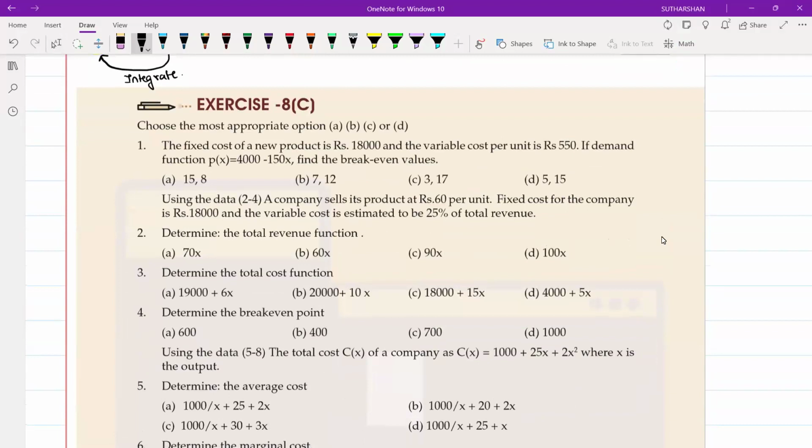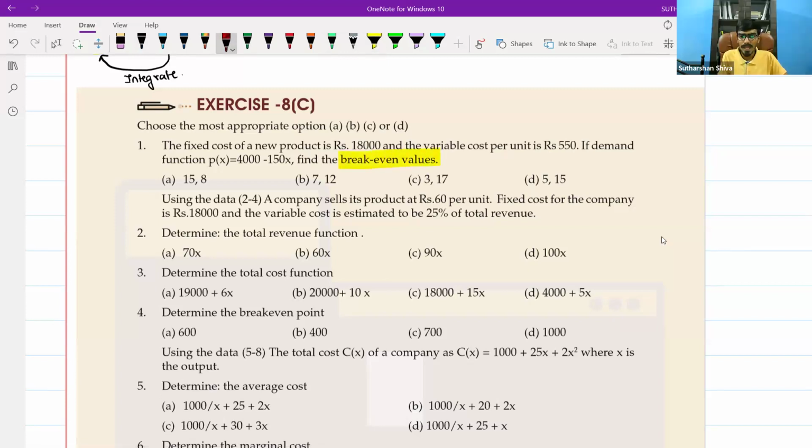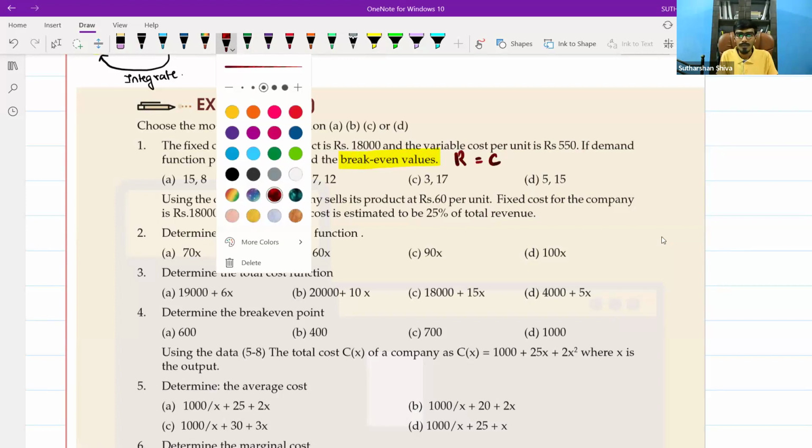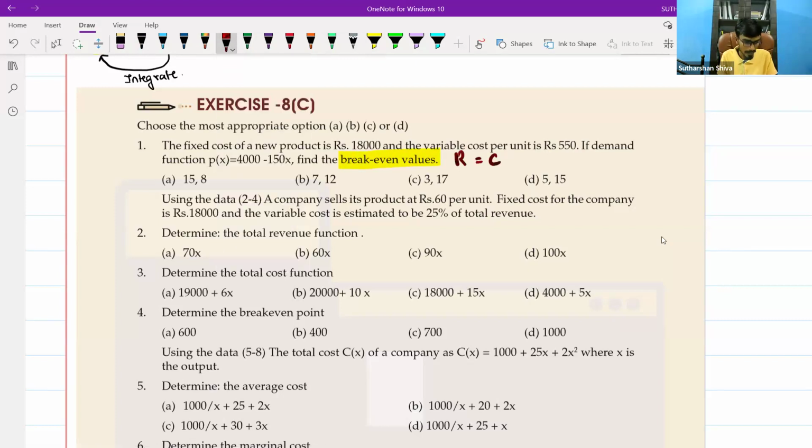The fixed cost of a new product is rupees 18,000 and the variable cost per unit is rupees 550. If the demand function P of X is equal to 4,000 minus 150X, find the break-even values. The break-even value is nothing but the no profit, no loss situation. In that situation, my revenue will be equal to my cost.